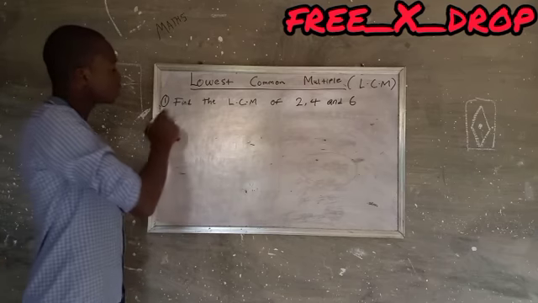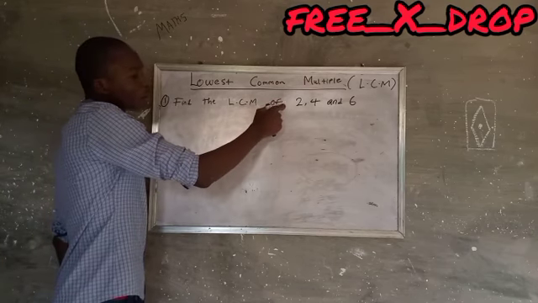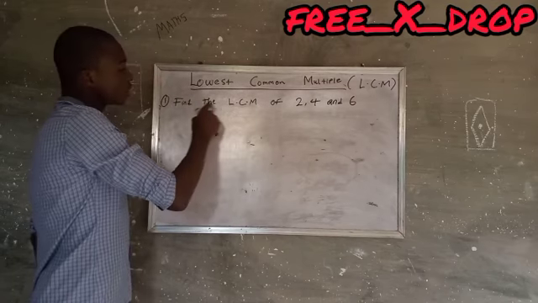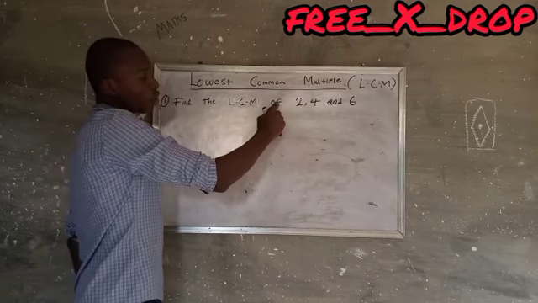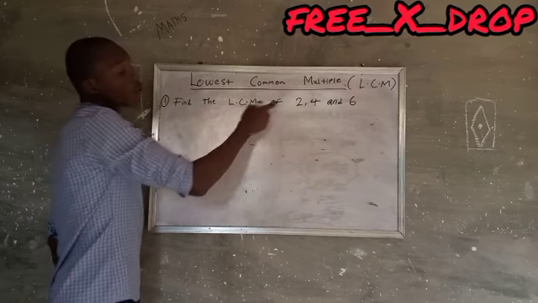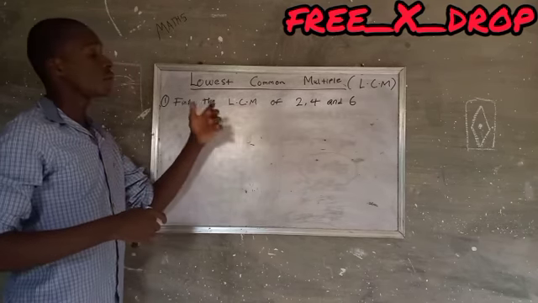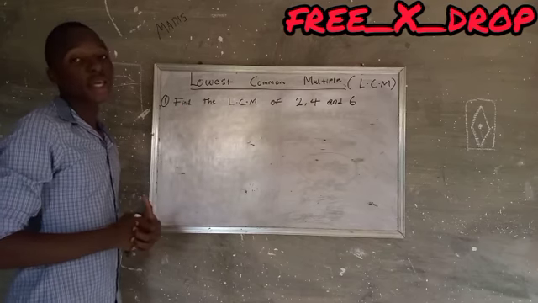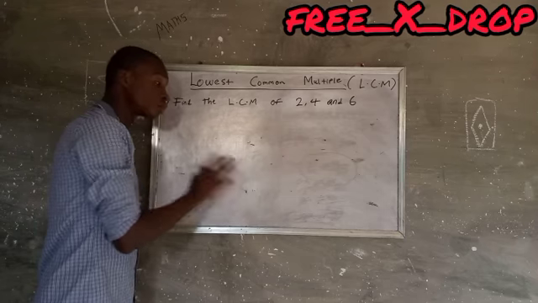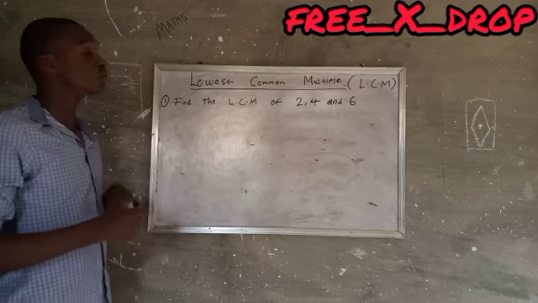So now we're going to continue. They said find the lowest common multiple of 2, 4, and 6. Now, this is how we solve. We are not going to be using the other pattern in which we bring out all multiples for this question. This is what we are going to do.